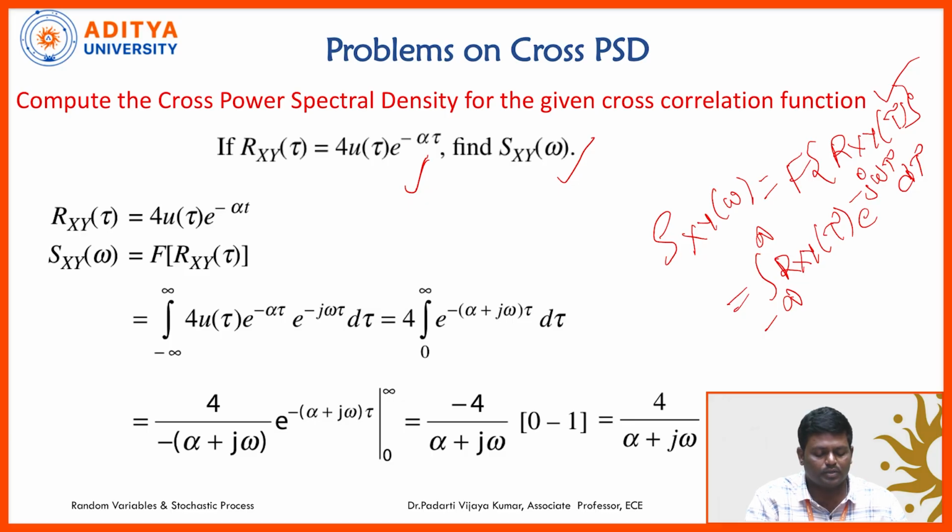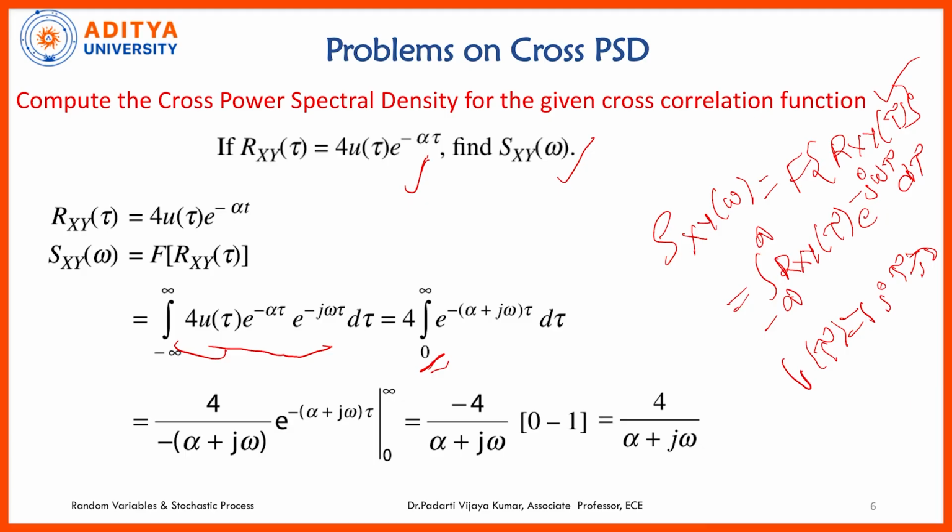Substituting the cross correlation function here, we know that the unit step function is defined only for positive values. So u of tau is equal to 1 when tau is greater than or equal to 0. So I changed the limits from minus infinity to infinity to 0 to infinity. e power a into e power b can be written as e power a plus b. And we know that the integration of e power minus at is e power minus at by minus a, and substituting the limits, e power minus infinity is 0 and e power 0 is 1, minus minus will be plus.